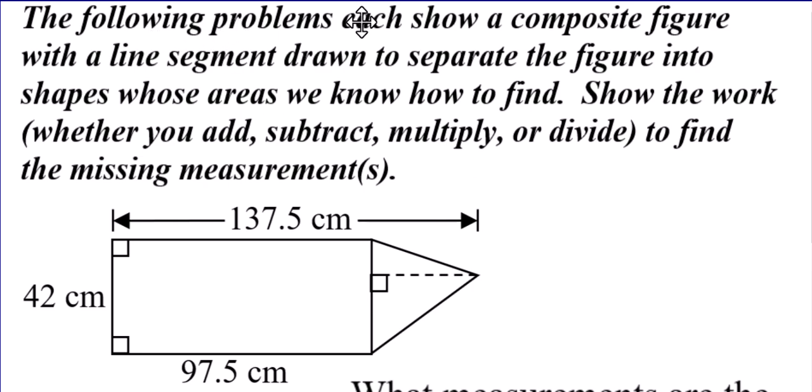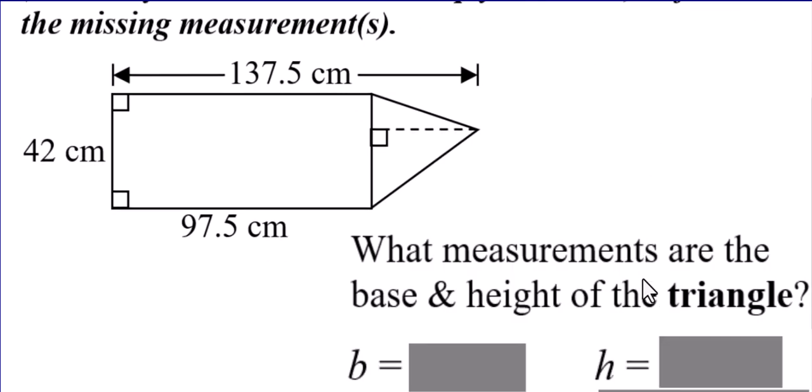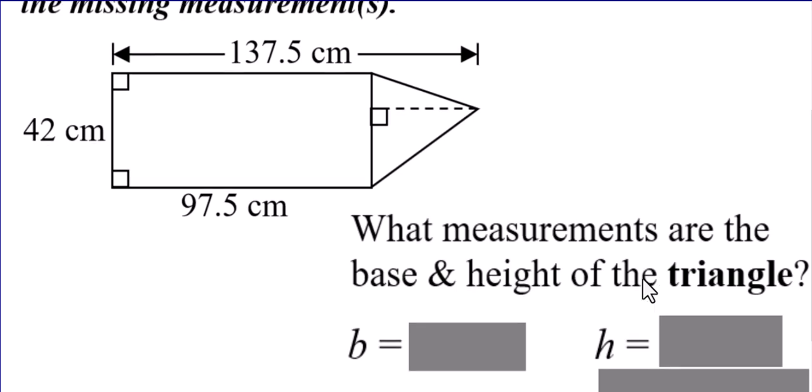It says the following problems each show a composite figure with a line segment drawn to separate the figure into shapes whose areas we know how to find. Show the work, whether you add, subtract, multiply, or divide, to find the missing measurements. Okay, I'll do the first one with you. It says, what measurements are the base and height of the triangle? Okay, you can see where the triangle is. Here's our triangle. We need the base and the height.